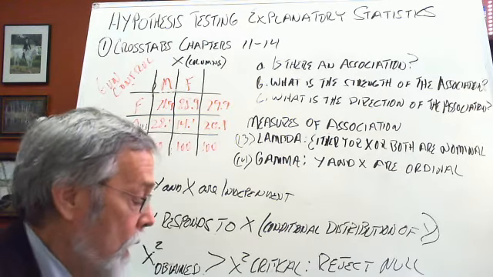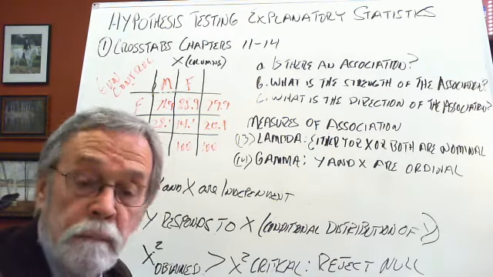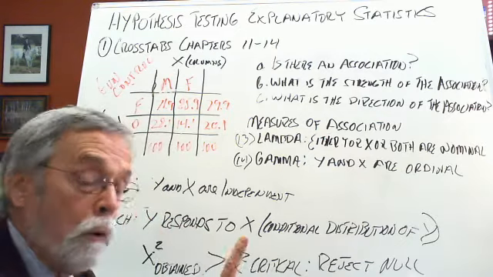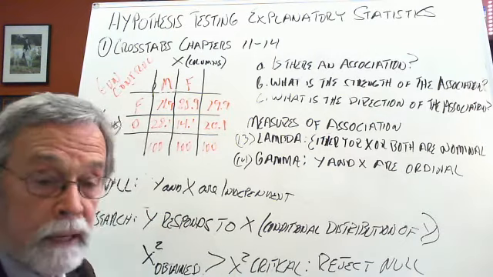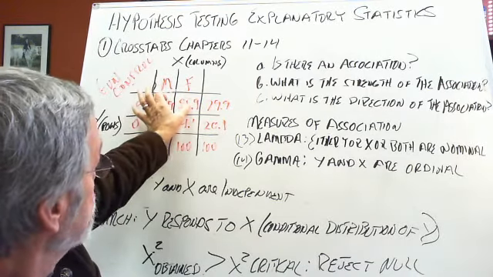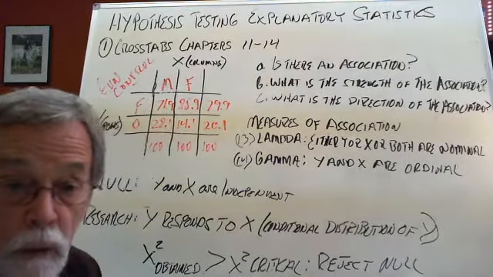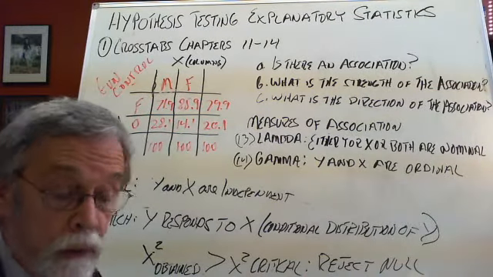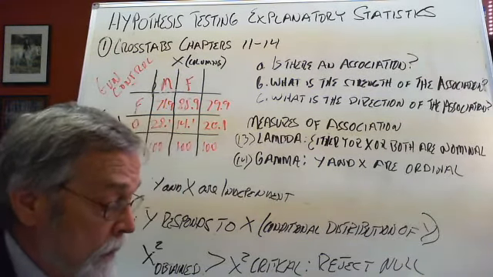So you can see the degrees of freedom are (R minus 1) times (C minus 1), or the row minus 1 times column minus 1. We've got 2 rows and 2 columns, so 2 minus 1 times 2 minus 1 would be 1 times 1, which is 1, so our degree of freedom would be 1.